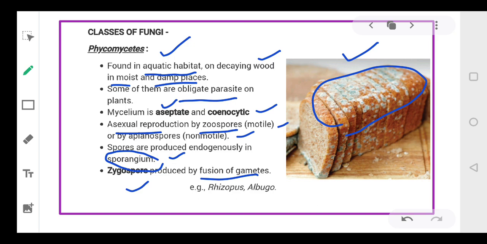Okay, dear students. Now these gametes, if they are similar, if the zygospores are the same in size, then we call it isogamous.